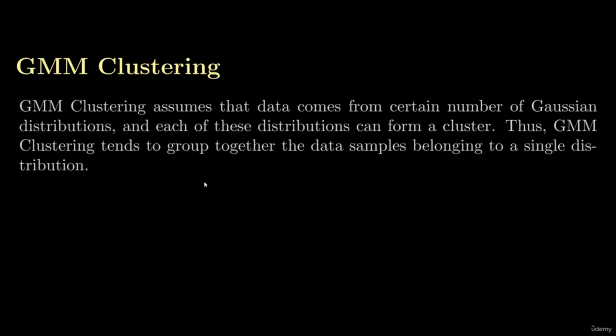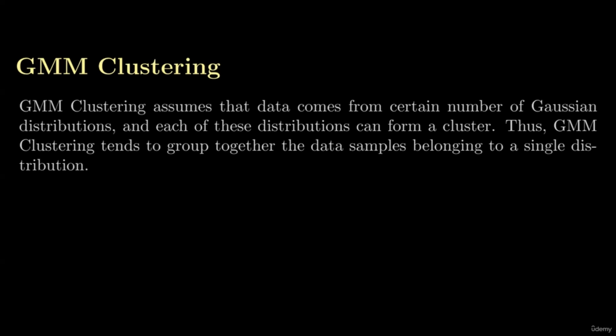Hi everyone, welcome to this lecture. In this lecture, we will learn the basic concept and definition of Gaussian mixture model clustering, or in short, GMM clustering. So here is the definition of GMM clustering. This is the clustering which assumes that data comes from a certain number of Gaussian distributions, and each of these distributions can form a cluster. Thus, GMM clustering tends to group together the data samples belonging to a single distribution.